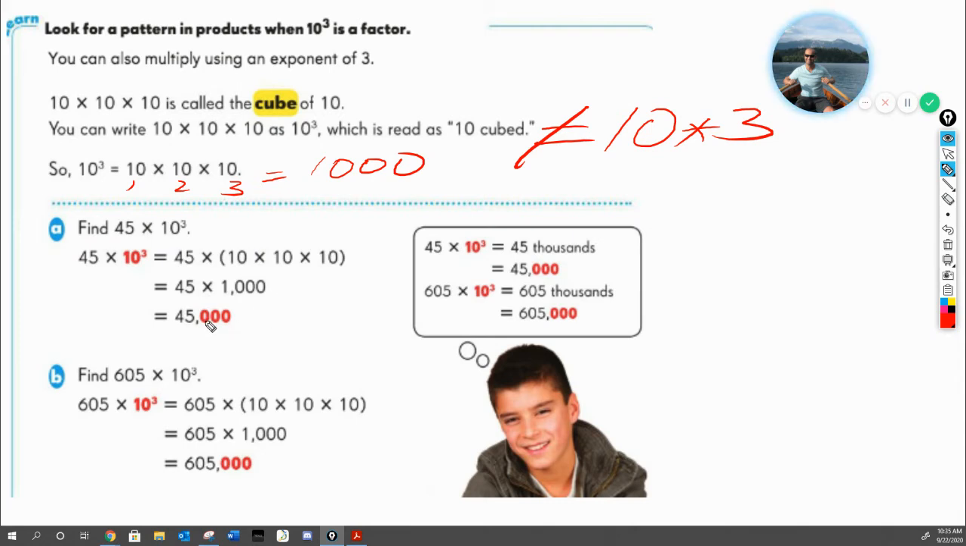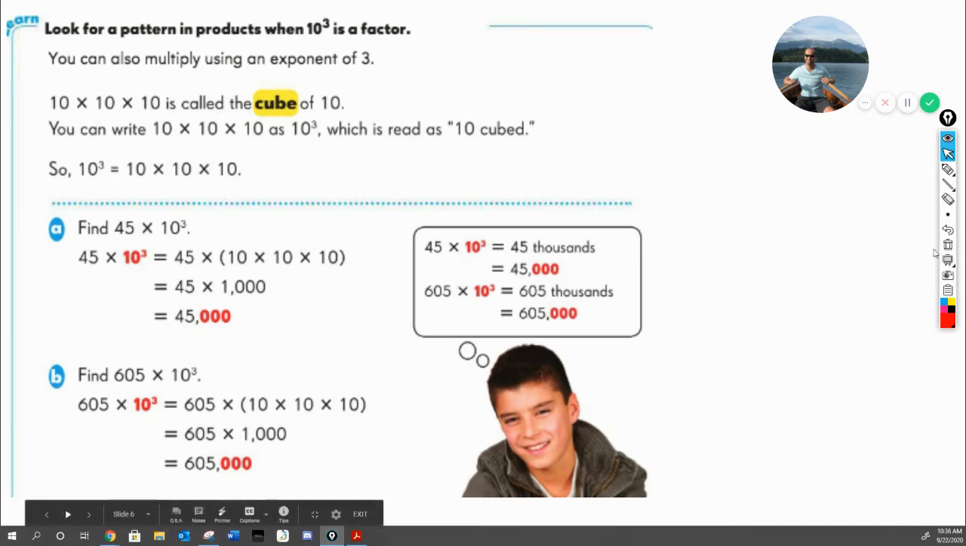Okay. So 45 times 10 to the third down here is just 45 times 10 times 10 times 10, or 45 times 1,000, or 45,000. 605 times 10 to the third is 605 times 10 times 10 times 10, or 605 times 1,000, or 605 thousands, or 605,000. Math is so rewarding some days.